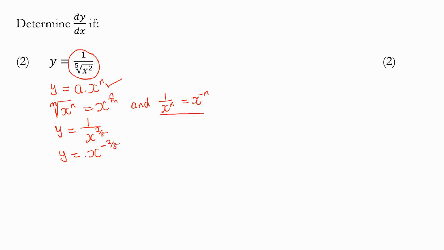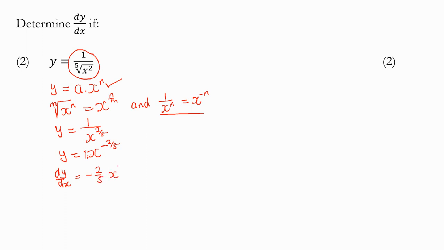The coefficient of x to the power negative 2 over 5 here is 1. So there is an invisible 1 here. Okay, let me just write it. There's no need to write it, I'm writing it because I'm explaining. Right, so it's negative 2 over 5 times 1. So now we're finding our dy/dx. So it's negative 2 over 5 times 1, which is negative 2 over 5.